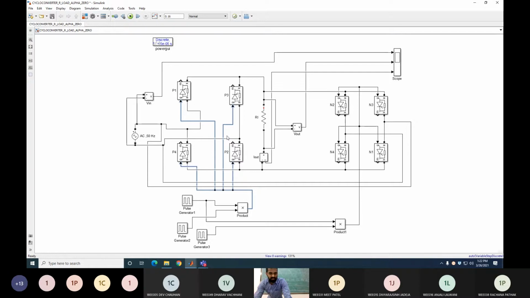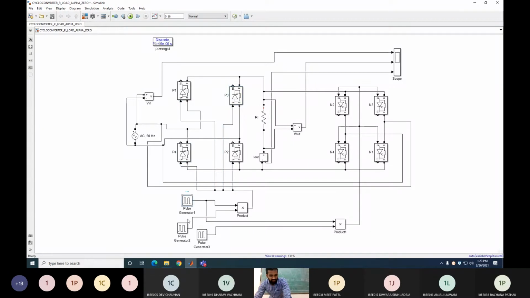Clear? But as you know, during the positive cycle of the supply, only P1 and P2 come into forward bias. So even if you apply the gate pulse to P3 and P4 during the positive cycle of the supply, they will not turn on because they are in reverse bias. So only P1 and P2 will turn on because they are in forward bias. Exactly opposite during the negative cycle of your supply. If you apply the gate pulse to P1 and P2, they will not turn on because they are in reverse bias. So at that time only P3 and P4 come into forward bias and give the output voltage positive. Clear?